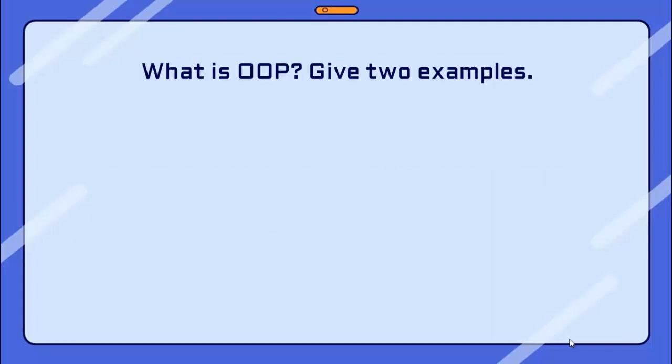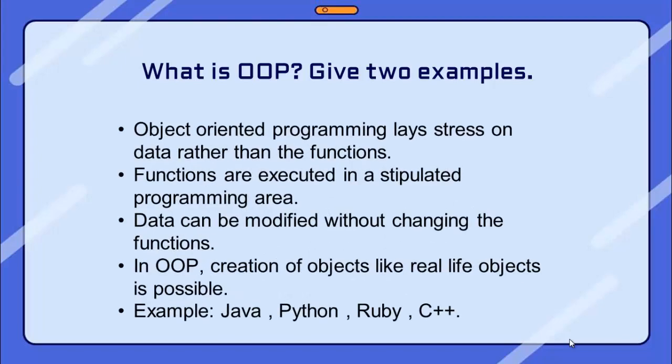Now coming to object oriented programming, what is OOP? Give examples. So OOP is object oriented programming. The stress is laid on the data rather than the function. Functions are executed in stipulated programming area. Data can be modified without changing the function. In OOP, creation of objects like real life objects is possible. Examples: Java, Python, Ruby, C++.